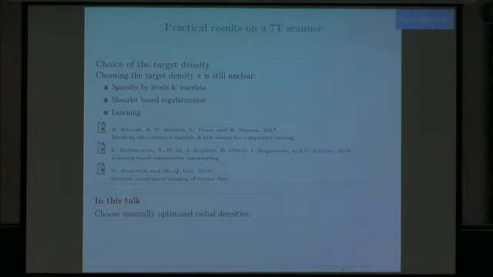Gita-Kutinok have a shearlet-based approach, where you have non-radial sampling patterns. You can also do learning to learn the density. In this talk, I will simply choose manually optimized radial densities. In my opinion, it's good to take radial densities because you would like to have rotation invariance, ideally. It's not clear that you want this, but if you have very anisotropic densities, it means that your reconstruction will not be the same if you rotate your sample inside the machine. That may be a problem sometimes.